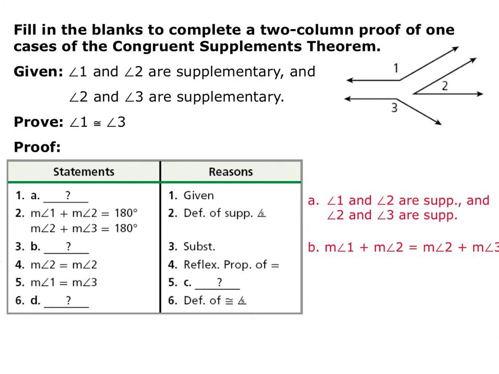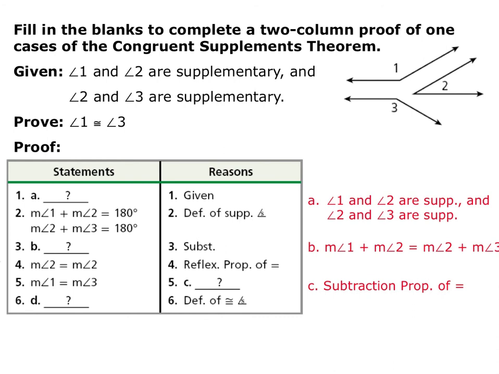Number 4 is simply a reflexive property, because at line 5, what we're going to do, look at what that line 3 would have in it. Notice there's measure of angle 2 on each side. We're going to subtract measure of angle 2 from the left side and the right side of what was written on B, which would be line 3. So when you subtract those out, wouldn't you be left with measure of angle 1 equals measure of angle 3? And that's what line 5 has. So we did a subtraction to get there.